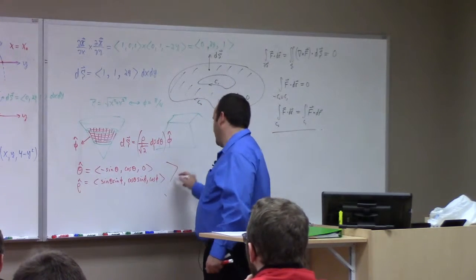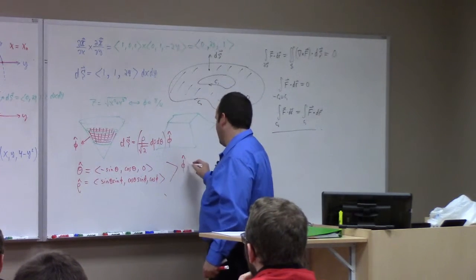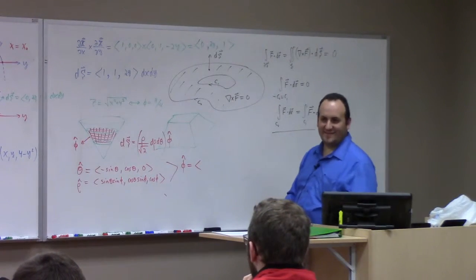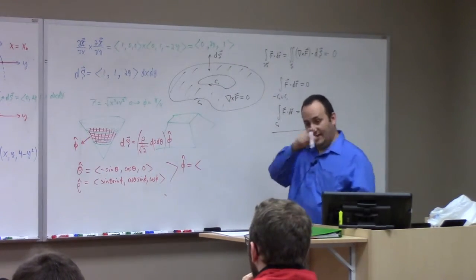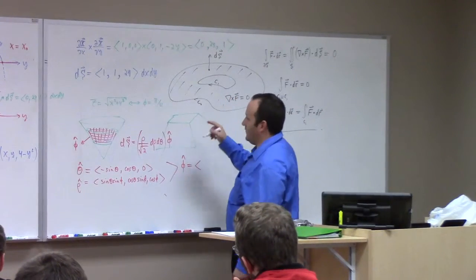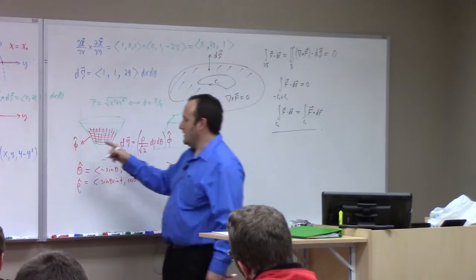Phi hat has to be perpendicular to both of these guys. What is it? Cross product of the two? Exactly. In fact, it is the cross product of the two. Now, to visualize that properly, which one is it, though?